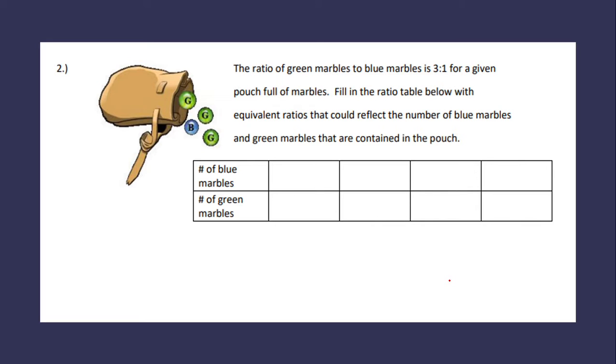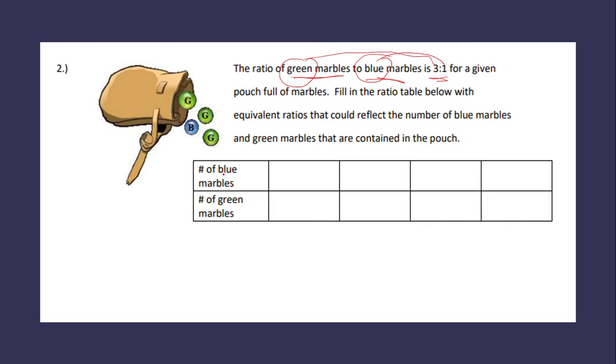Example number 2 says the ratio of green marbles to blue marbles is 3 to 1 for a given pouch full of marbles. Fill in the ratio table below with equivalent ratios that could reflect the number of blue marbles and green marbles that are contained in the pouch. So for this one, you really have to be careful with the order, because 3 to 1 doesn't represent blue to green, it represents green marbles to blue marbles. So pay attention to this. The green goes first, that's the 3, and the blue represents the 1.